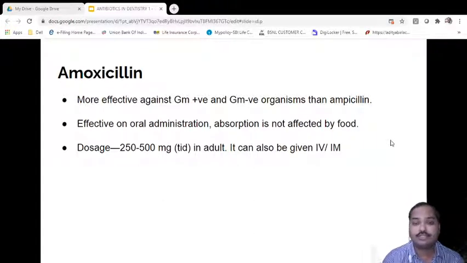Absorption is not affected by food in this case, and we reach the blood levels which are required more in amoxicillin than ampicillin, and the incidence of skin rashes is also lesser. Even diarrhea is also lesser than with ampicillin. Now, the dosage given with amoxicillin is 250 to 500 mg TID, and IV and IM dosage can also be given.